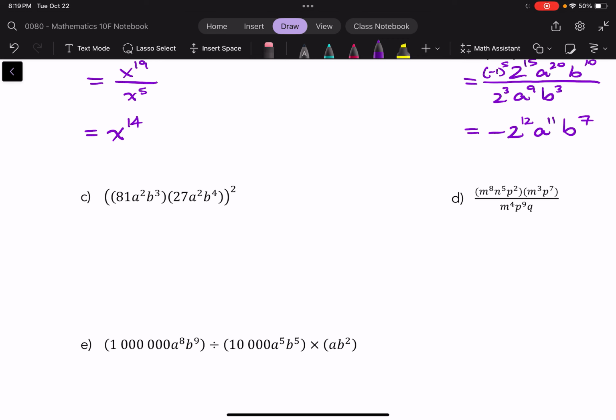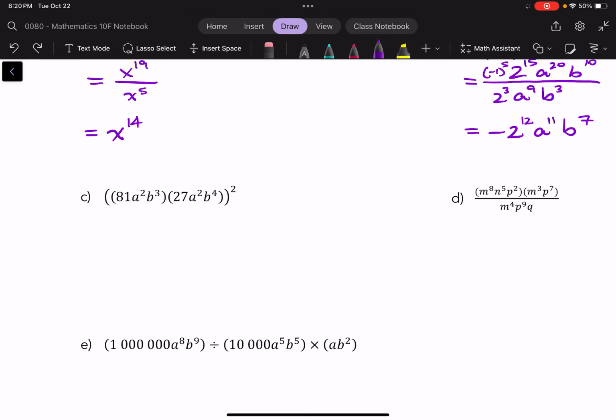Example C. Oh boy, that's a lot of brackets. But that's stuff we can handle. There's a bunch of ways we could handle this. My recommendation is always go as far deep inside these brackets as you possibly can and evaluate or simplify from there. One thing I'm noticing is an 81 and a 27. That might be a little scary to multiply, but I think those are both powers with a base of 3.